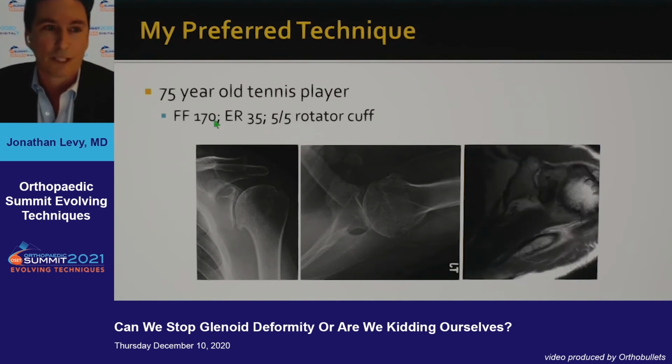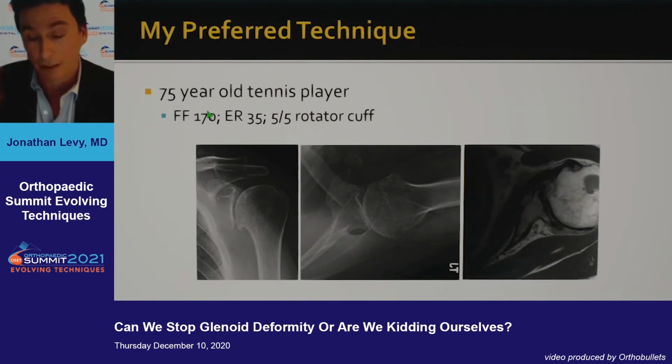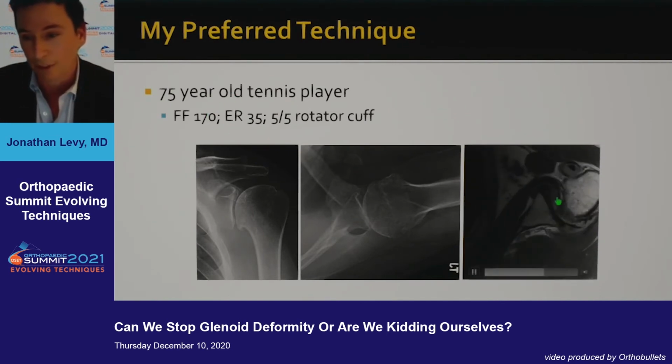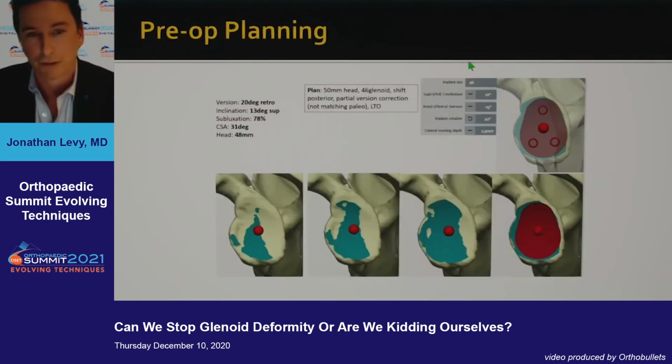Here's a 75-year-old tennis player, 170 degrees of elevation. He's got a posterior glenoid subluxation. The MRI makes it look a little bit worse. Pre-op planning certainly makes it look worse because of 20 degrees of retroversion and 78% subluxation. My plan, as I described in the other case that I just showed a minute ago, is anterior preferential wear. That means I'm partially correcting the glenoid.